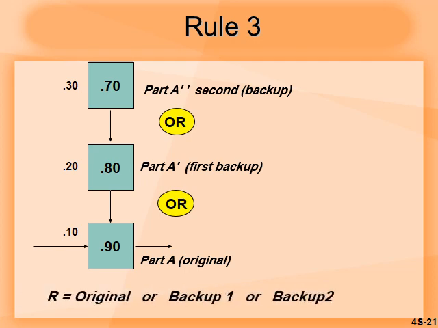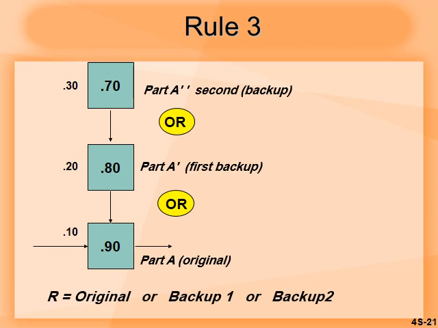So reliability of the whole system equals either original or backup 1 or backup 2. How to calculate each of them? The or relationships are translated into pluses, addition. Original, the original part, its success probability is just 0.9.